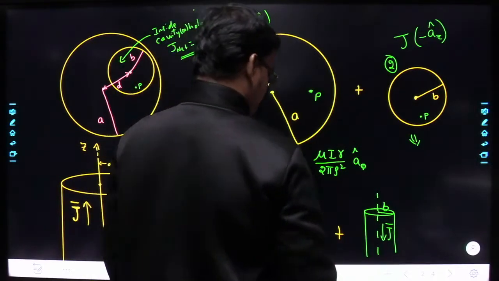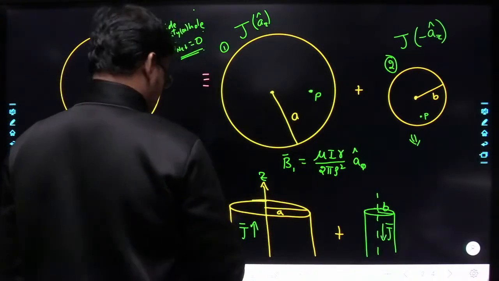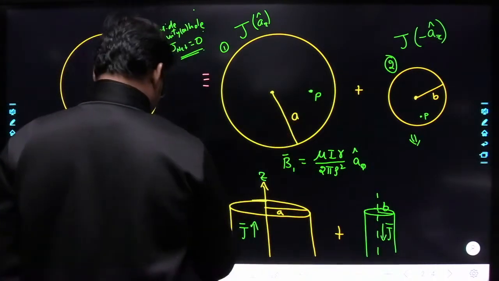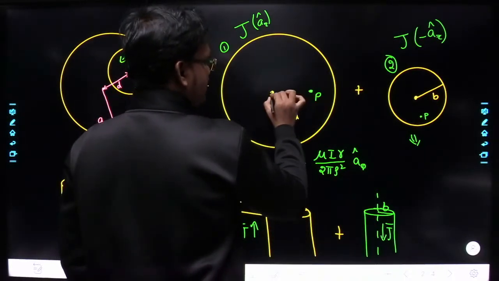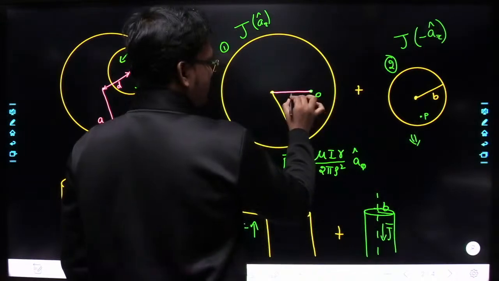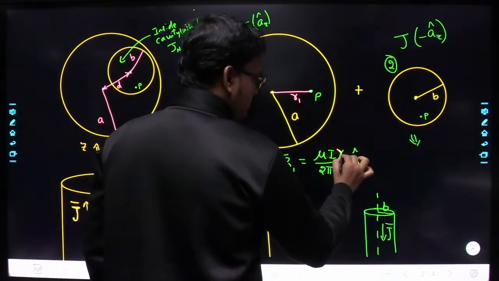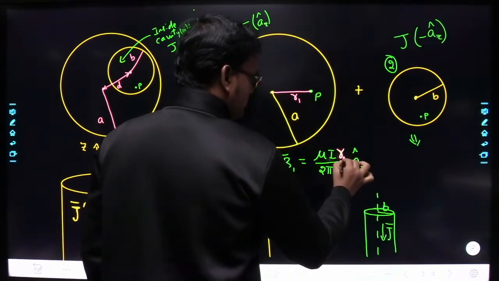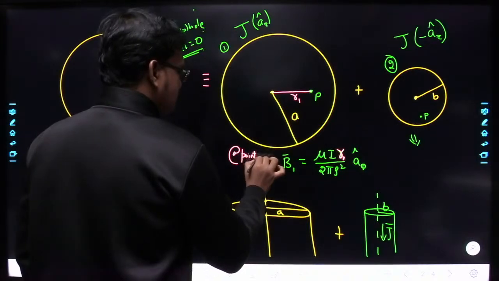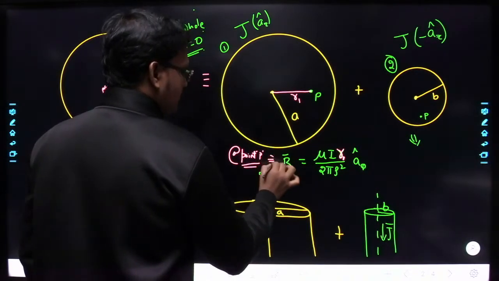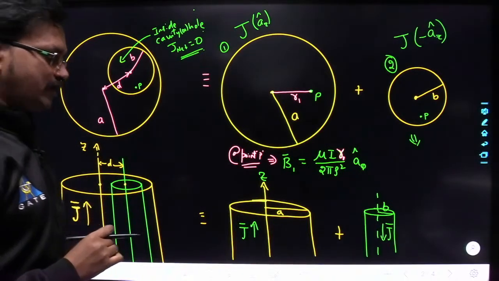Okay, wait. So the distance here, sorry, I forgot to represent the distance. Let us say the distance from the center to this point P is R1. So then this will become mu I R1. So at point P, that is inside the cavity, we got B1 bar is equal to mu I R1 by 2 pi rho square A phi cap.